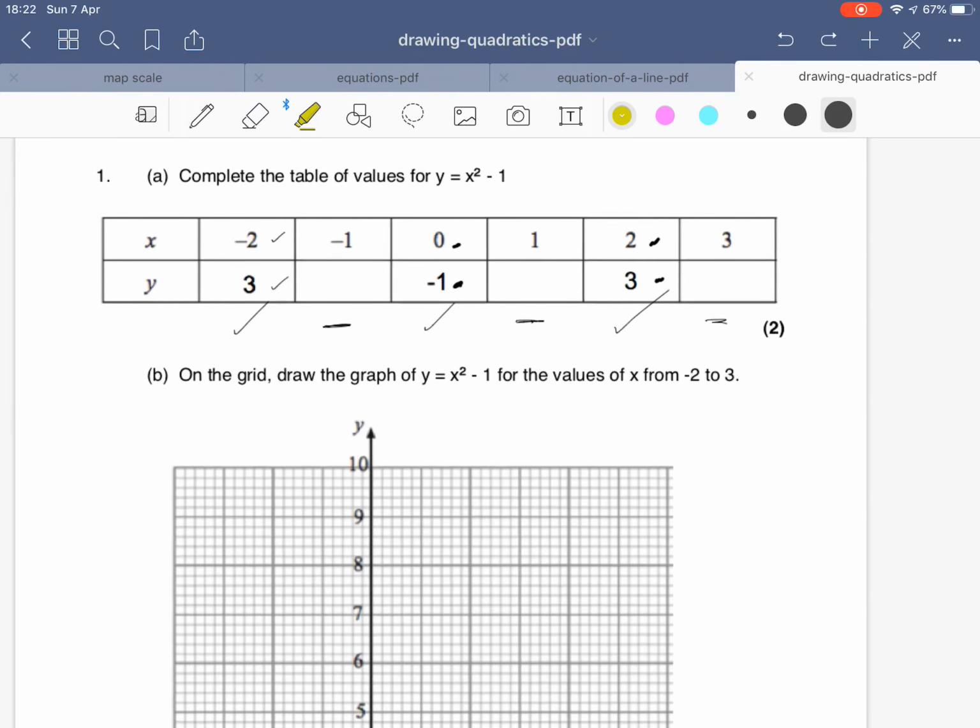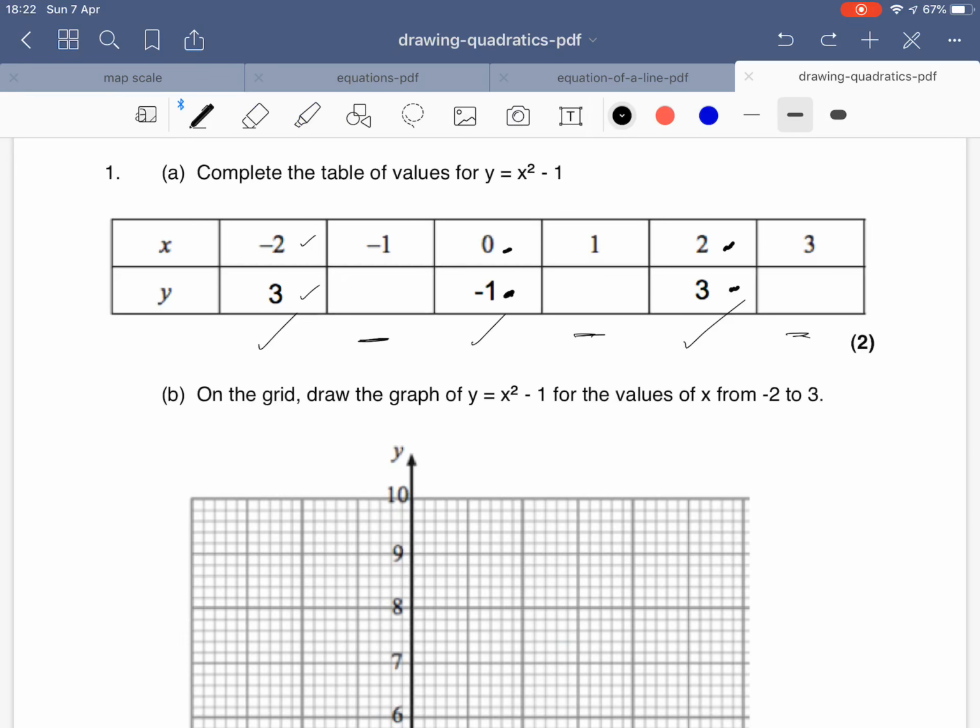So I've got the graph. So if I zoom into this table now, we can work out how to find these missing values. So the table is for y equals x squared minus 1. That means for whatever x is, you're going to square your x and then take away 1. So for this one, I've got x as -1. So I'm going to do -1 squared, and then I'm going to take away 1. -1 squared means -1 times -1, which is just 1. So I've got 1, take away 1, which is 0.